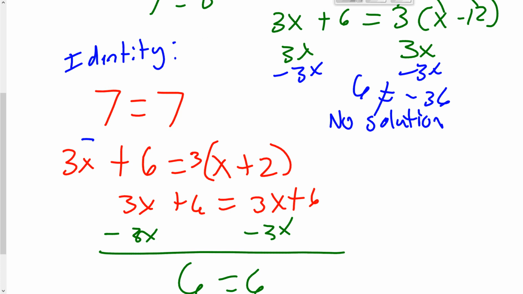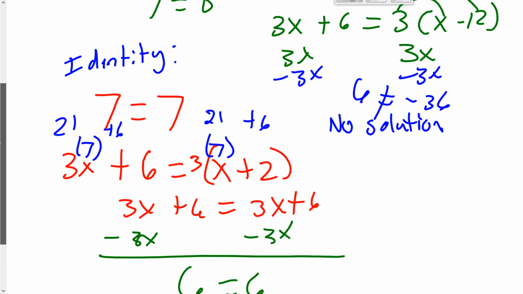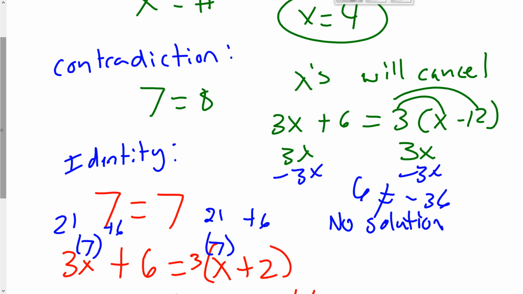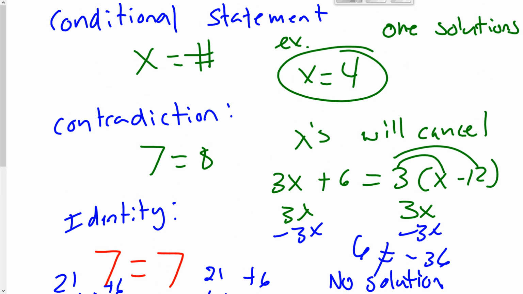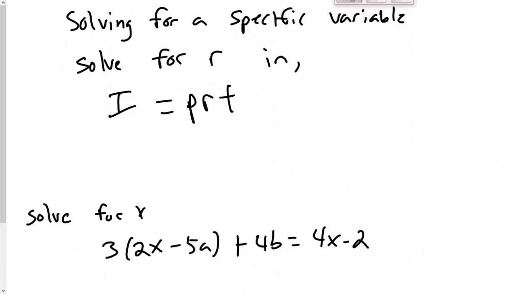So like 7, if I plugged in 7, I get what? 3 times 7 is 21 plus 6 is 27. It's the same exact thing. Any number I plug in, it will be true. Contradiction, I can't plug in anything. Conditional, I have to plug in one single number.